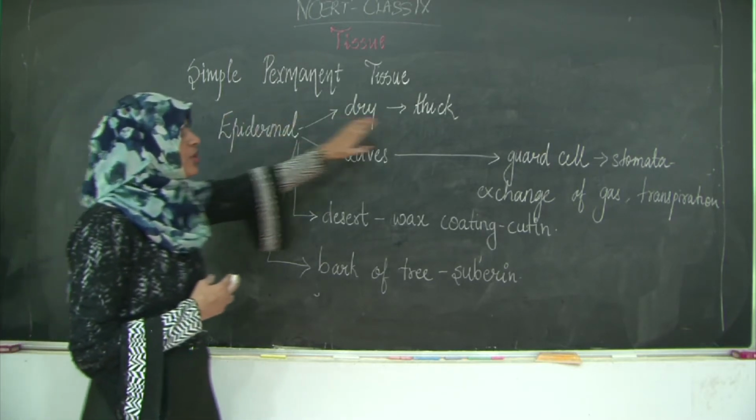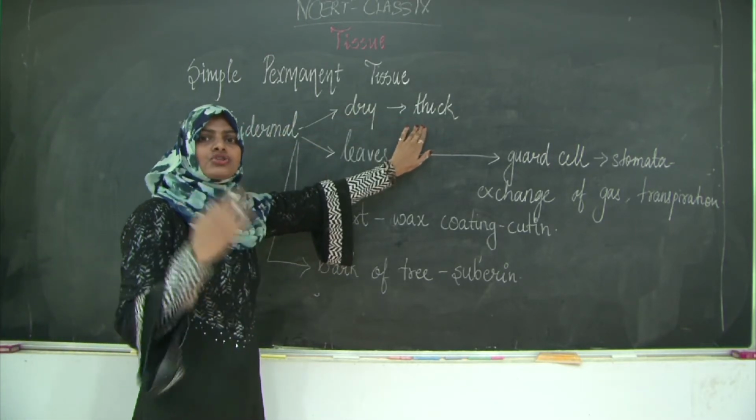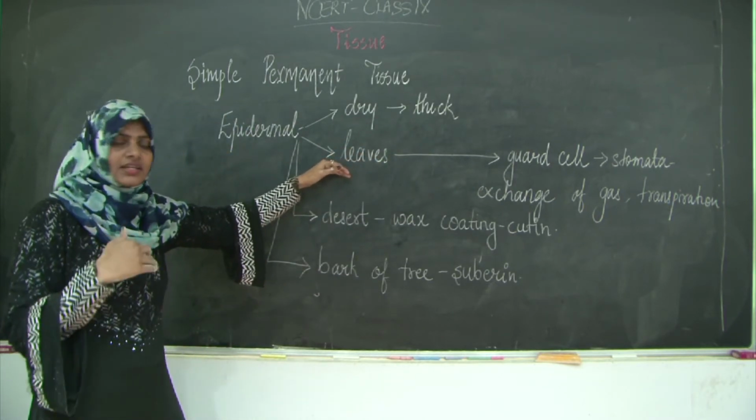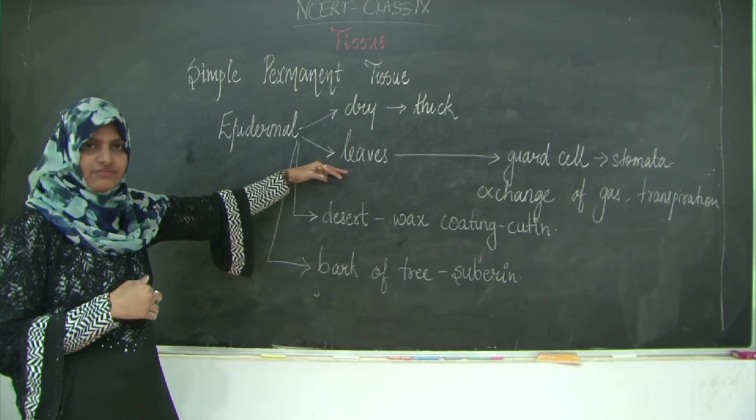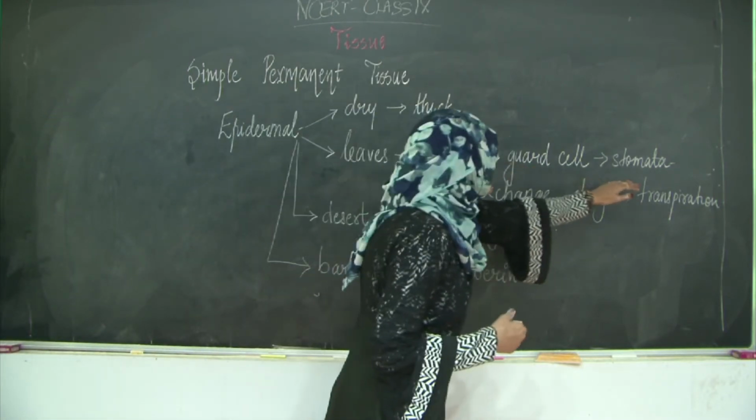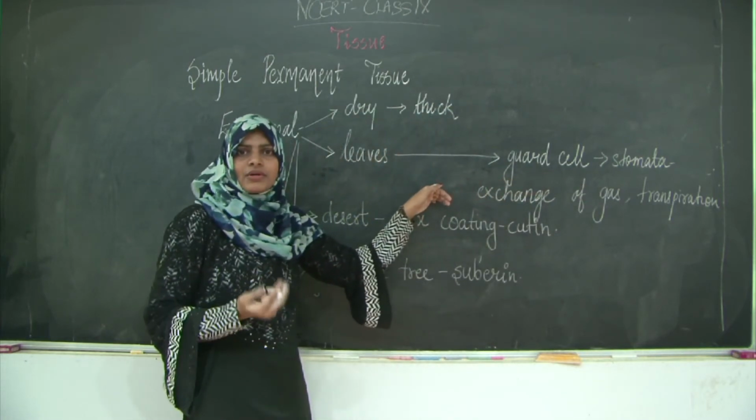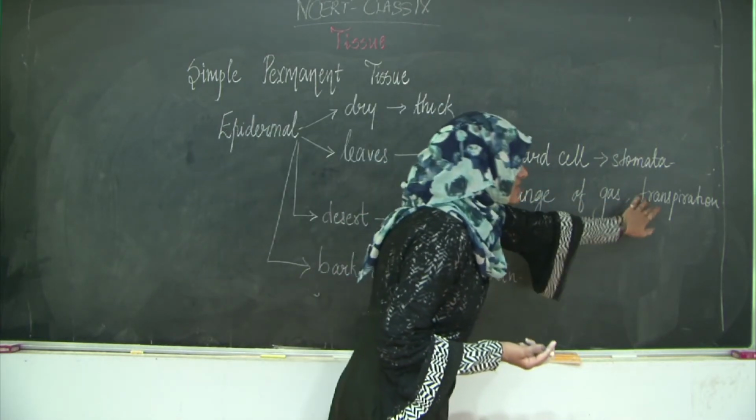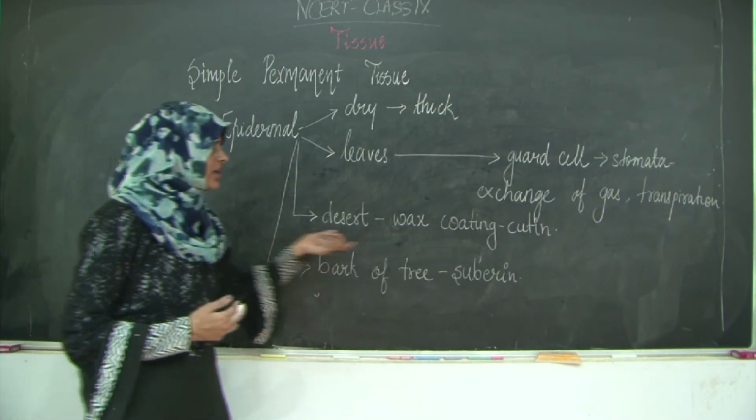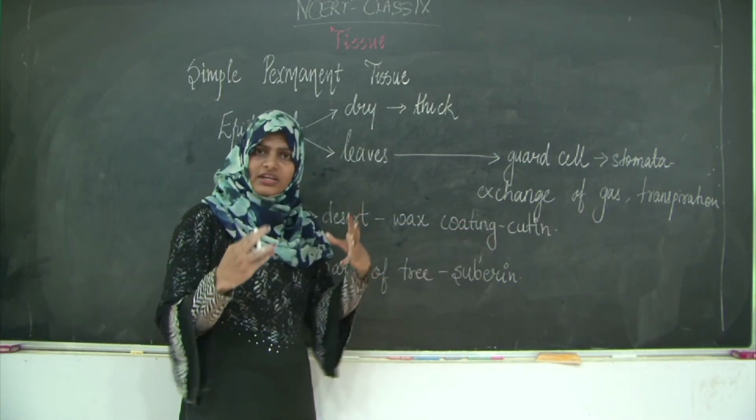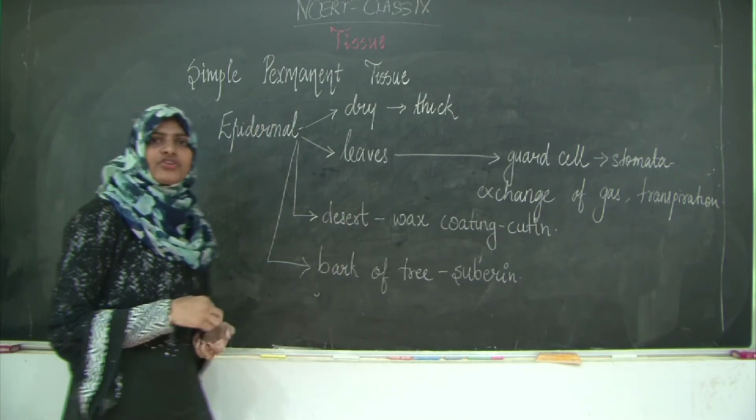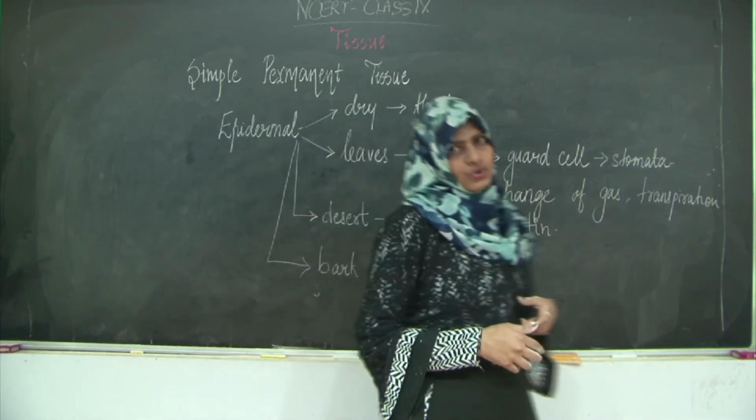In a dry habitat you have a thick layer of epidermal cells so that the water can stay, and the sun rays will not enter that harshly. The next is leaves. In leaves the epidermal cells have guard cells which have stomata, which help in exchange of gases, that is carbon dioxide and oxygen, and also help in transpiration. Then in desert plants there is a wax coating called cutin so that the water does not evaporate and transpiration does not take place. And in the bark of the tree you have the deposition of suberin.